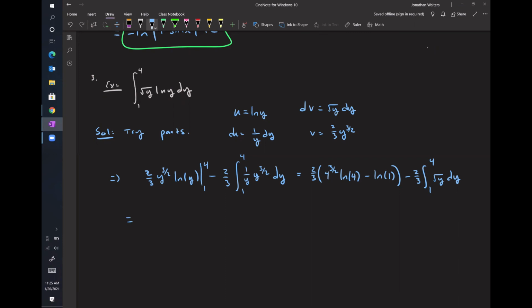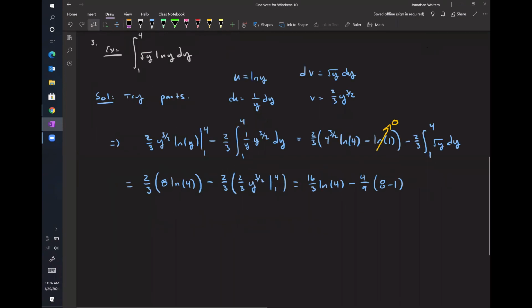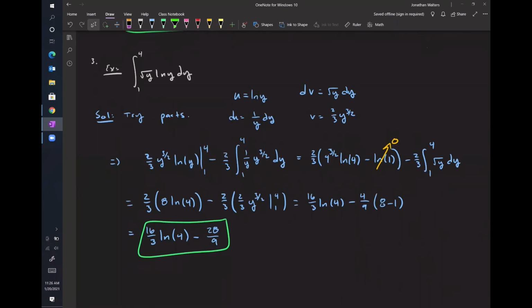So this is going to be 2/3 times 4 to the 3/2 is 8. So 8 natural log of 4. And natural log of 1 is 0, exactly. So this is going to go away. Minus 2/3 times antiderivative of square root of y, which is 2/3 y to the 3/2 from 1 to 4. So this is going to be 16 over 3, natural log of 4, minus 4 over 9 times 8 minus 1. So we could simplify that as 16 over 3, natural log of 4, minus, see, that's going to be 7, so that's going to be 28 over 9. I feel pretty confident in that answer.